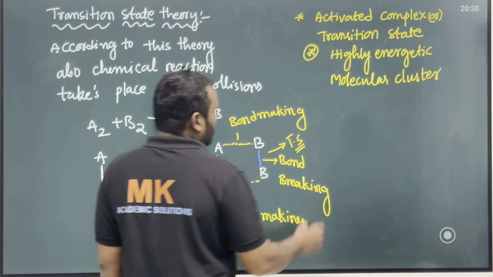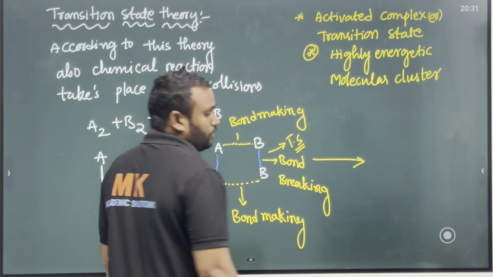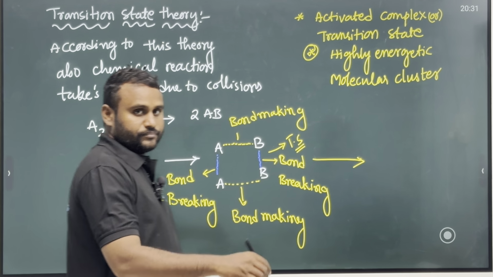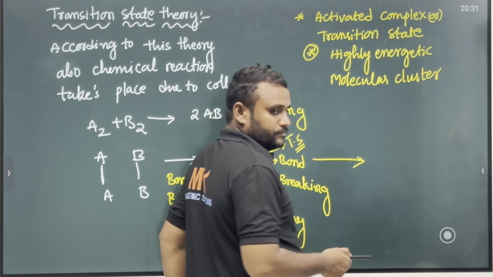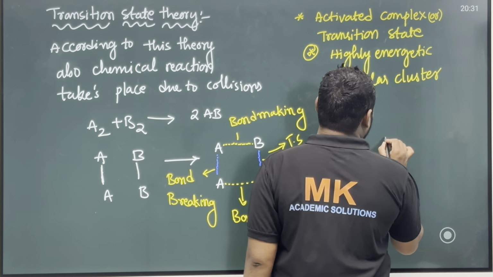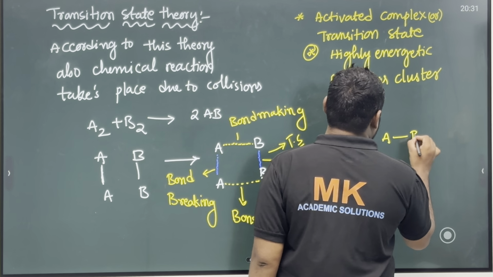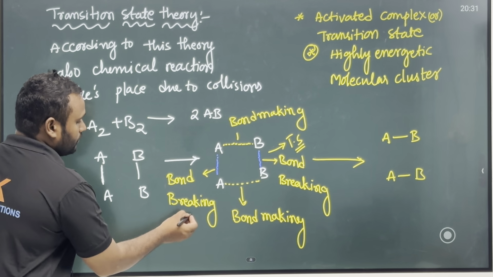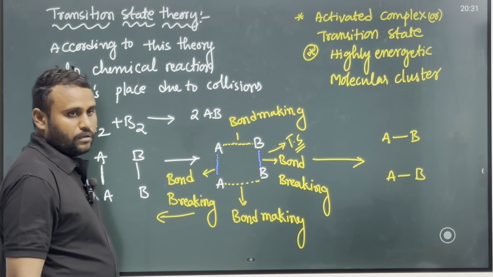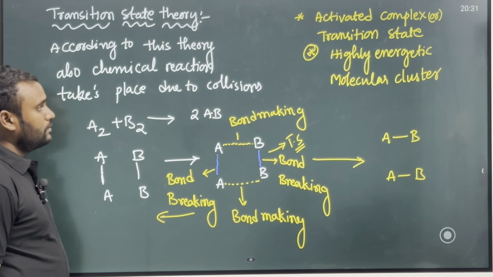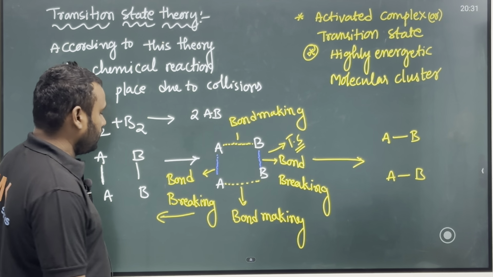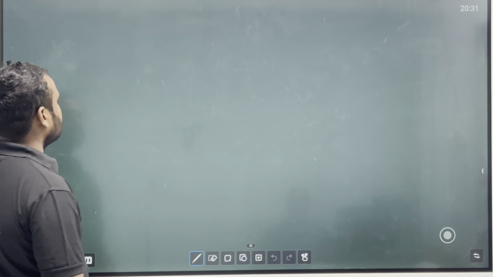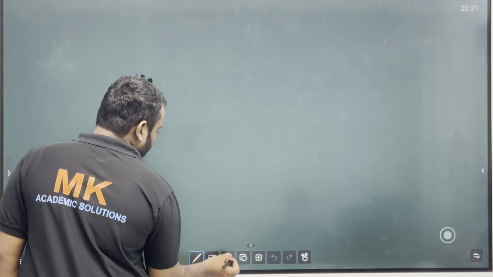So this transition state may be converted into product, like AB, or sometimes it may come back to the reactant. Okay, this is what the transition state theory says. Now let us see some important terms in this transition state theory.